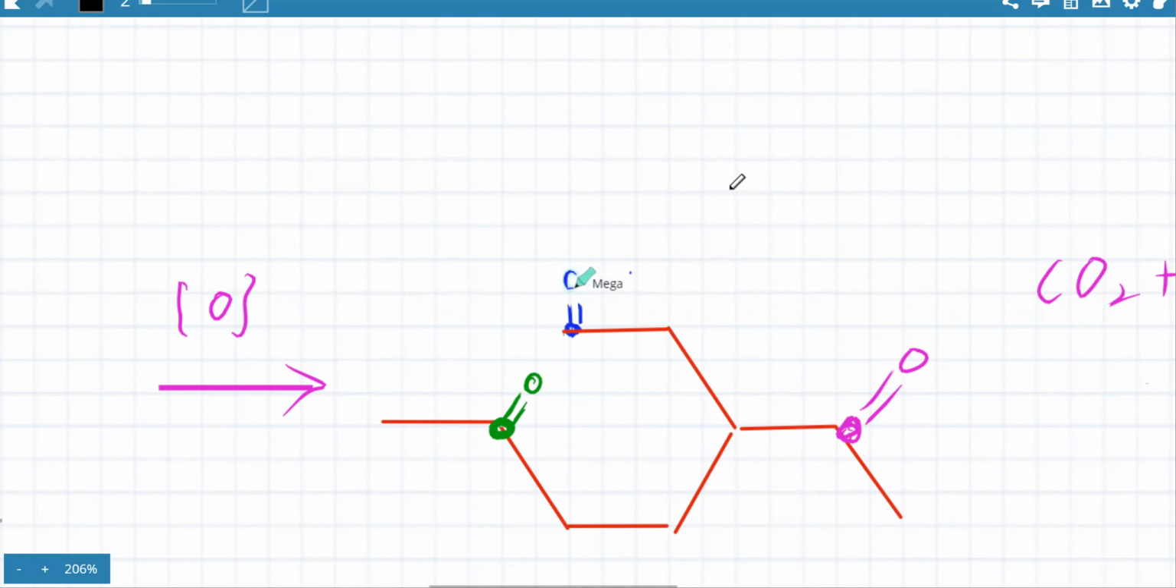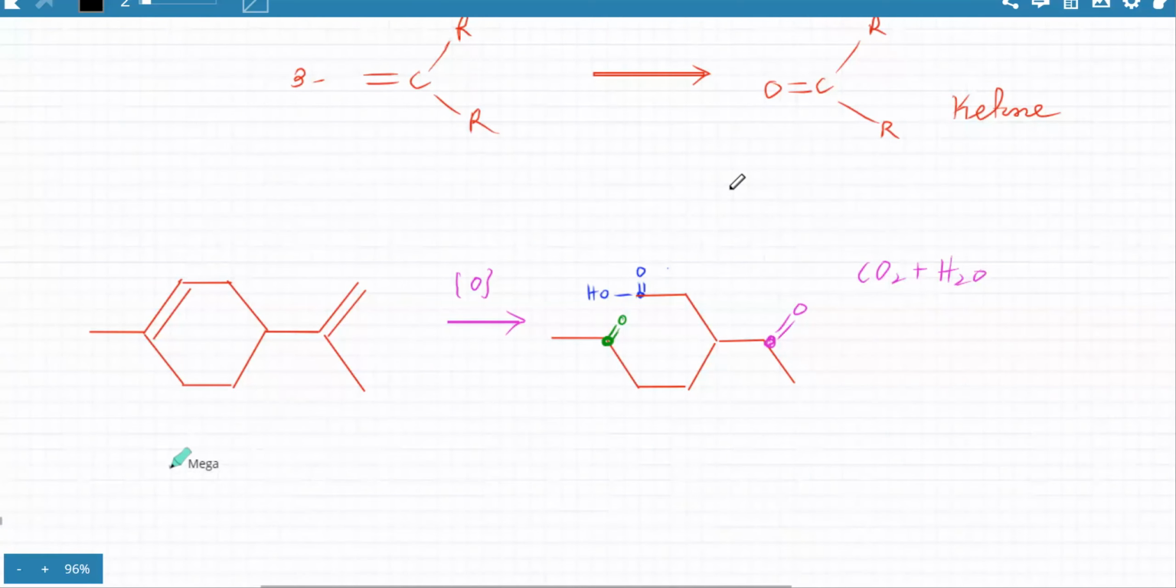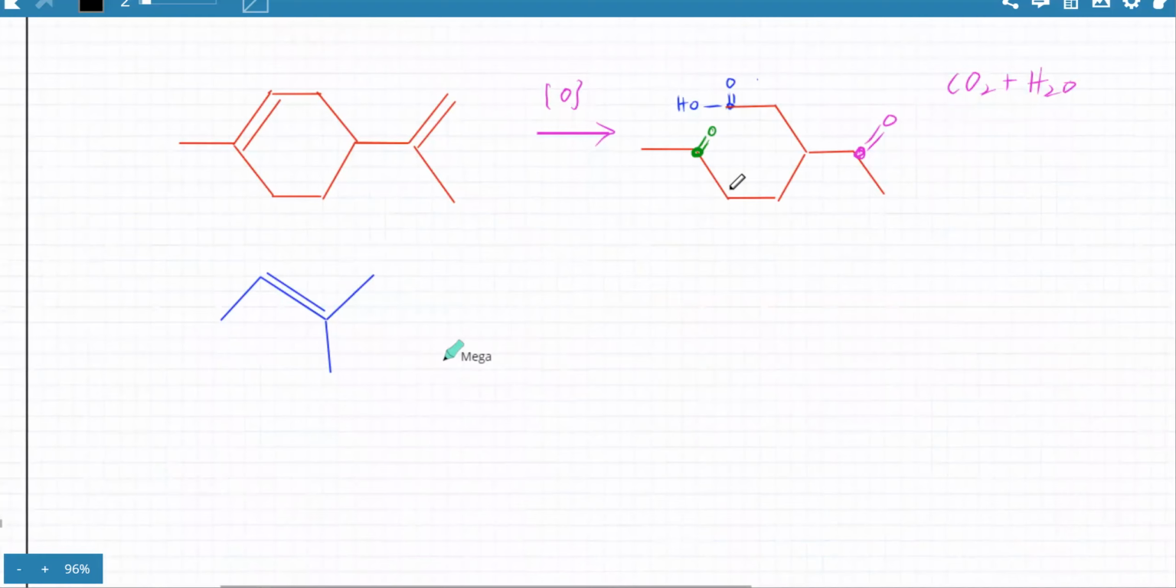Is this clear, Mohammed? Ethan? Yes, it's clear. Okay, then try and do this question right now. So you have this molecule, and there's a double bond over here and over here. Tell me the product of strong oxidation. Remember, I'm talking about strong oxidation. That's number one.